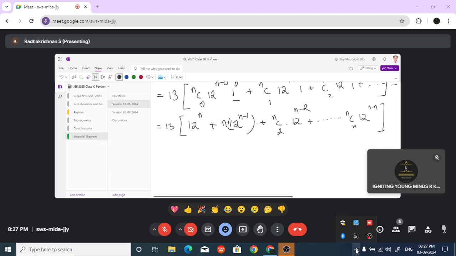Now we want to see whether it is divisible by 144, that is 12 square. Whenever n is 2 or more, it will be divisible by 144. Going on like this, what will come in the last terms? nC(n minus 1) into 12, and before that nC(n minus 2). And the last term is going to be 1.